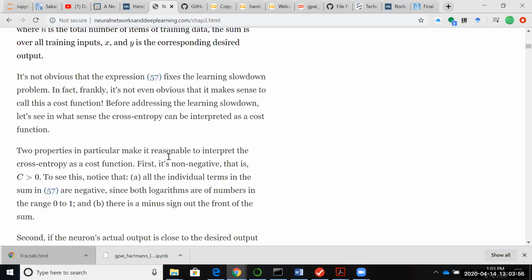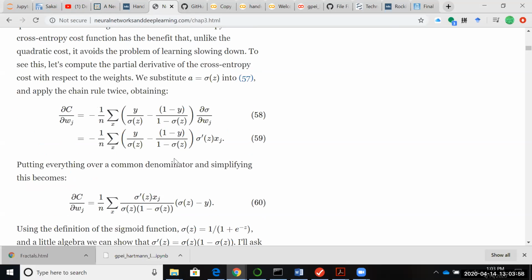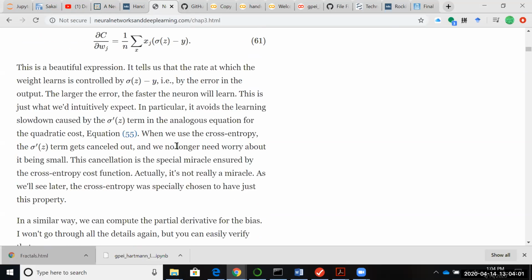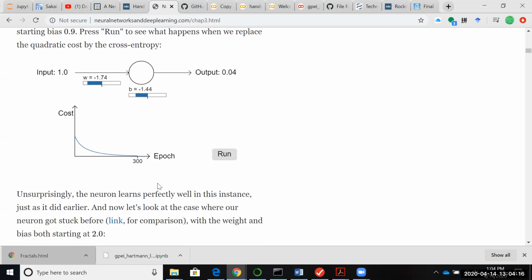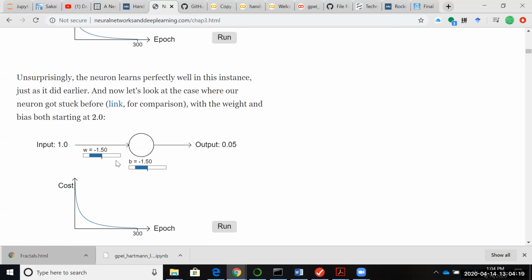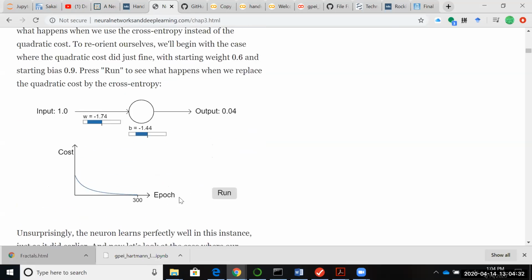Here there is some simple mathematics behind why that's the case, but let's just look at the simulation. Here we use this cross entropy loss function to run it. Again, if you have a good initial point, it learns very fast. And if you have a poor initial guess for the weight and the bias, it's also learning very fast.